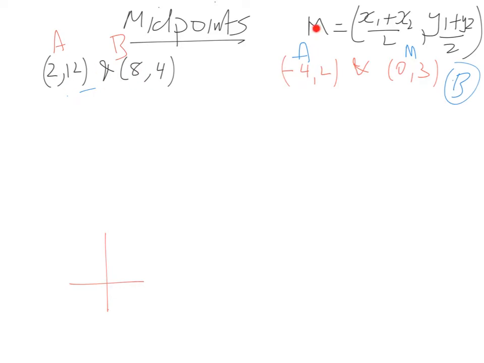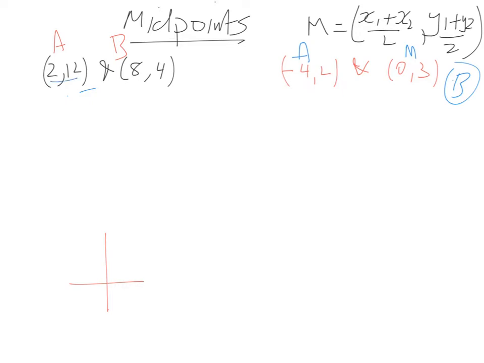Now, here is your formula. The midpoint: x1 plus x2 over 2 is your x coordinate, and y1 plus y2 over 2 is your y coordinate. So what we do is we add these two, divide by 2, add these two, divide by 2. I prefer to draw it, that way you actually see where they are.